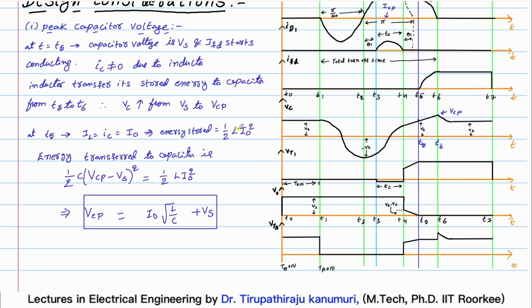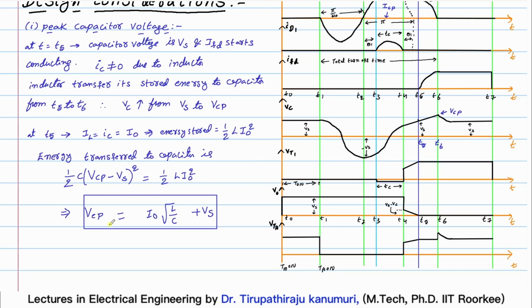Because of that, the voltage in the capacitor is increased. Otherwise, the energy transferred to the capacitor will be half C times the difference in the voltage between T6 and T5, that is (VCP minus Vs) whole square. That will be equal to half L I0 square, because half CV square is nothing but half L I square. Here why is it I0? Initially it is I0, finally it is reaching 0, so (I0 minus 0) whole square. So from that this is coming.